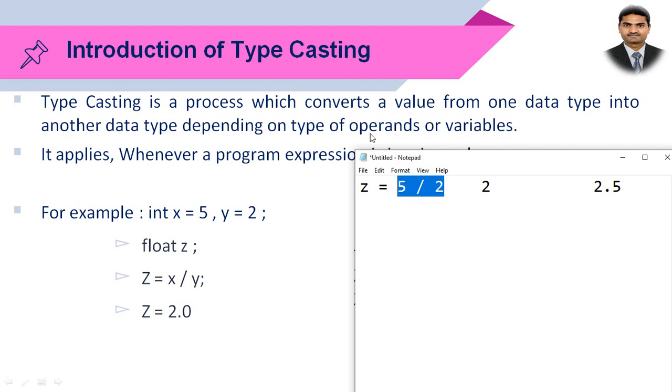Now the output of this is 2. Now this 2 will be stored into z. Now it will check the data type of z. Yes, z is a float. Z is a float means it will not store only 2. So what will z do? Z will store it like this, 2.0. So there is no difference between 2 and 2.0, both are equal. But here, see what happened exactly.